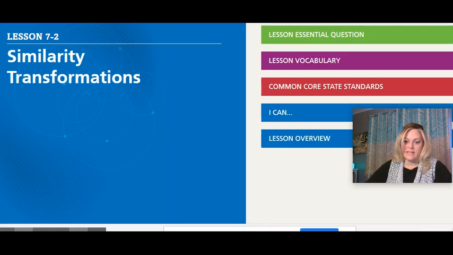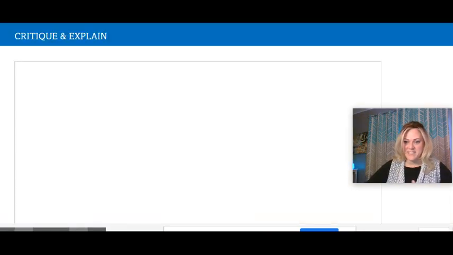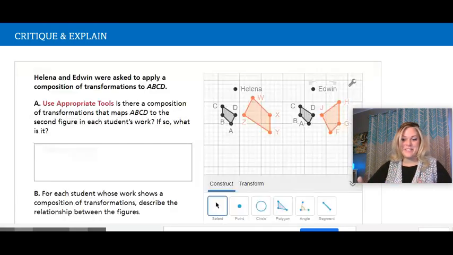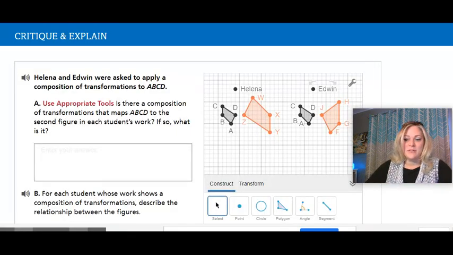Similarity in Transformations. This is a strange lesson because all the work is done for you. You have to describe it or explain what's happening. So it's kind of a strange one, but it's a good lesson, especially because there's things in here that are critical to the standards. So first of all, it says, is there a composition that transforms and maps ABCD to the second figure of the same student?